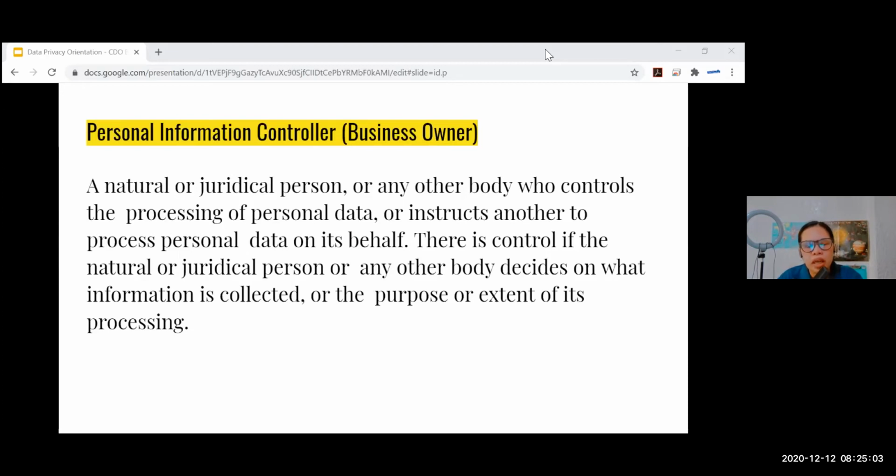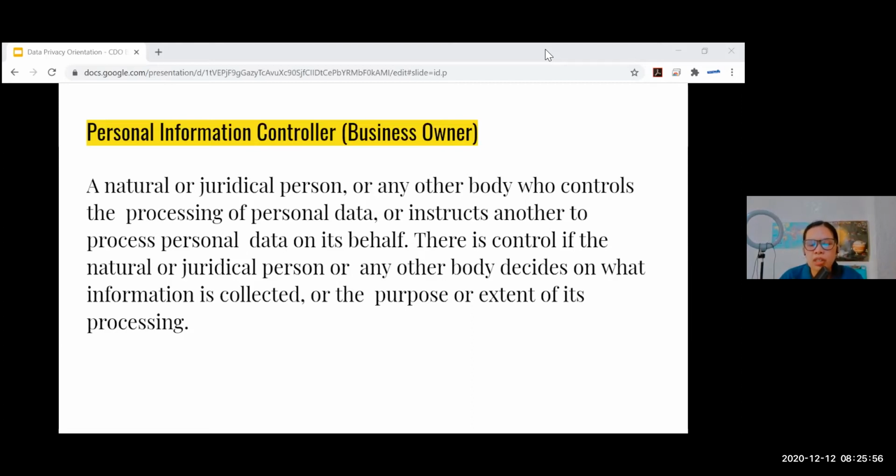No? And it's defined in the law as a natural or juridical person or any other body who controls the processing of personal data. So the one controlling and the one who instructs another to process personal data on its behalf. This natural or juridical person or any other body decides on what information is collected. So this person is the one controlling the processing of the data. He's the one who decides how this is going to be processed. This is the person who instructs another organization or another body on how the information should be processed, or the purpose or extent of its processing. So this is the person controlling us.